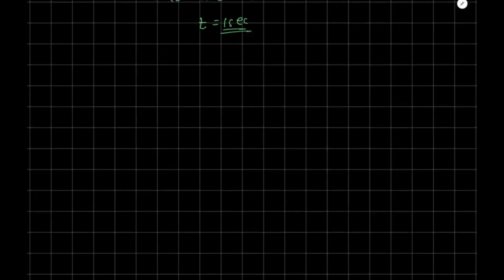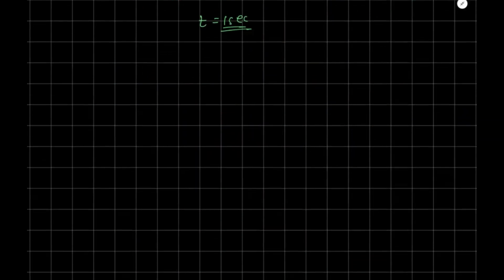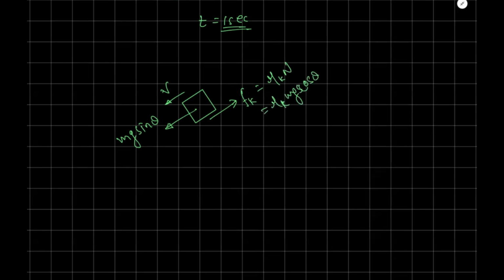When we make a diagram for the downward journey, what will happen? This object will have one force in this direction, that is mg sin theta, and because it is moving downward, the friction force will act in this direction this time. So this friction force is nothing but mu k into N, that is nothing but mu k mg cos theta. So this time F net is equal to mg sin theta minus mu k mg cos theta.